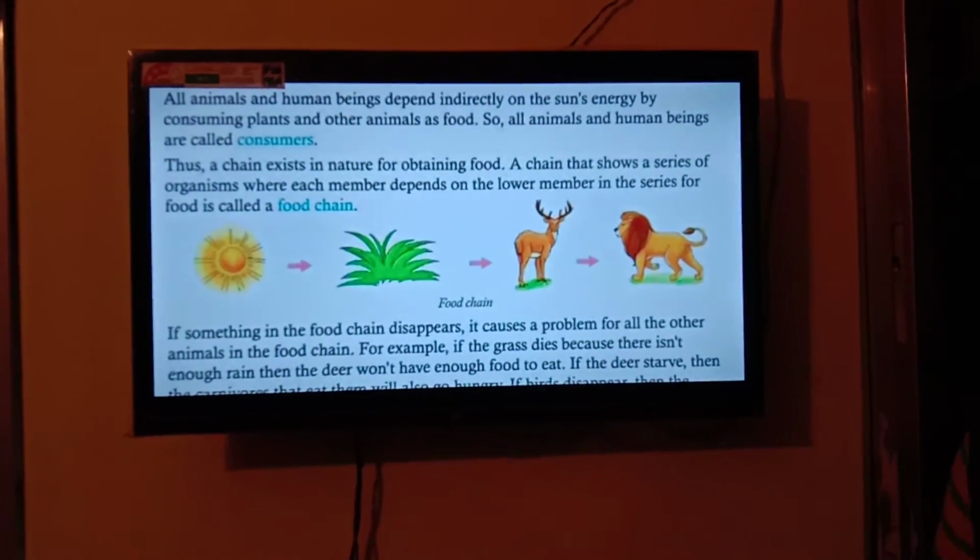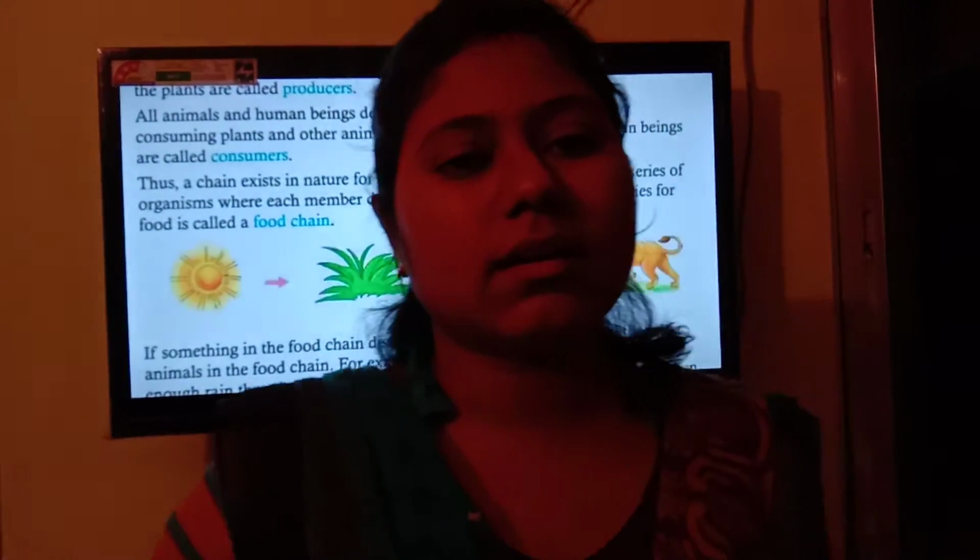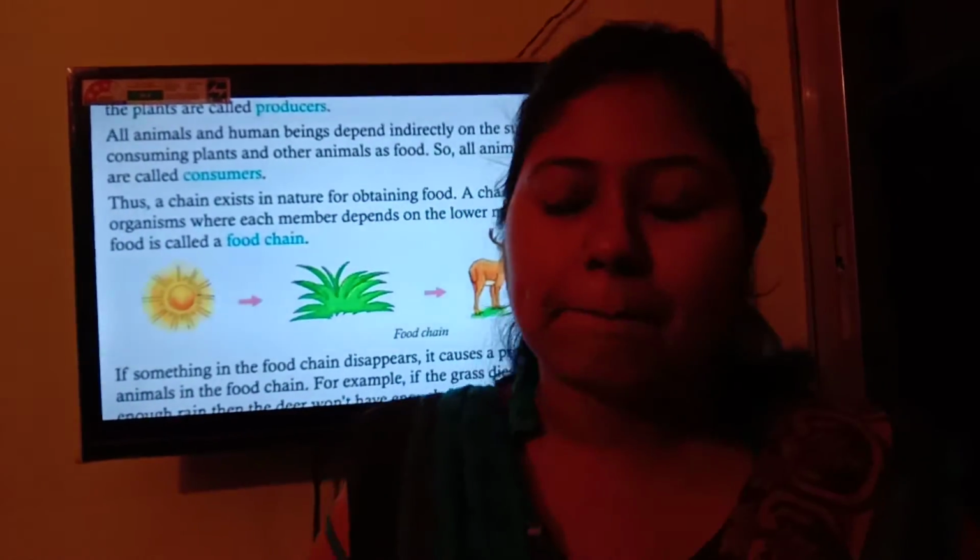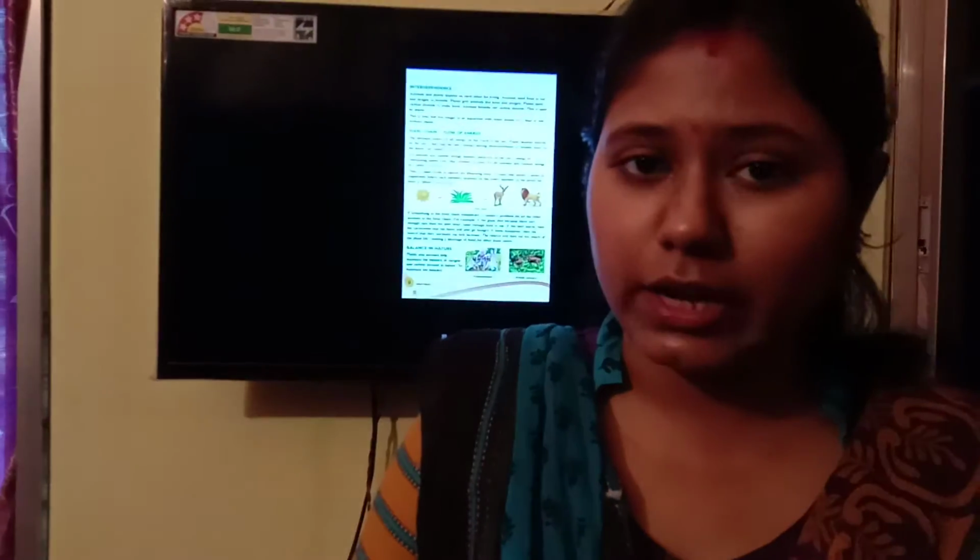Now I will tell about plant and animal dependency. Plants and animals both depend on each other. Plants give oxygen and food to animals, and animals give carbon dioxide. Animals breathe out carbon dioxide, and the plants utilize it for photosynthesis. So plants and animals are interdependent.